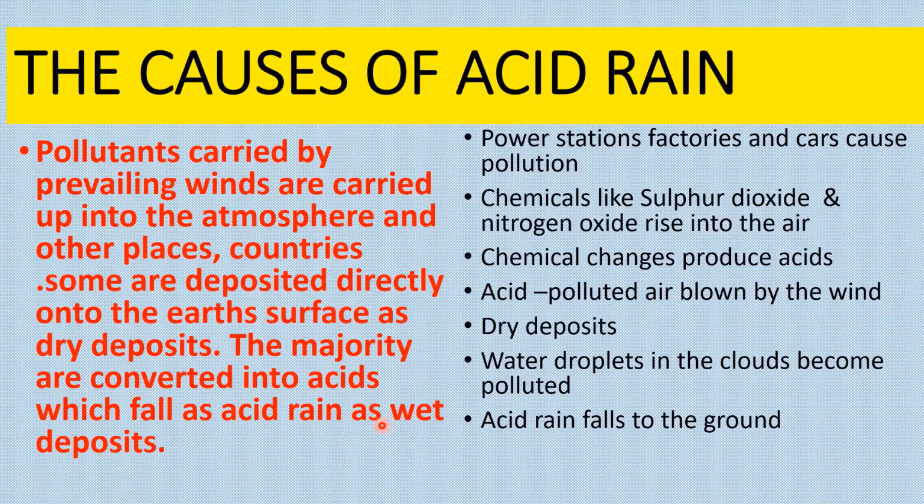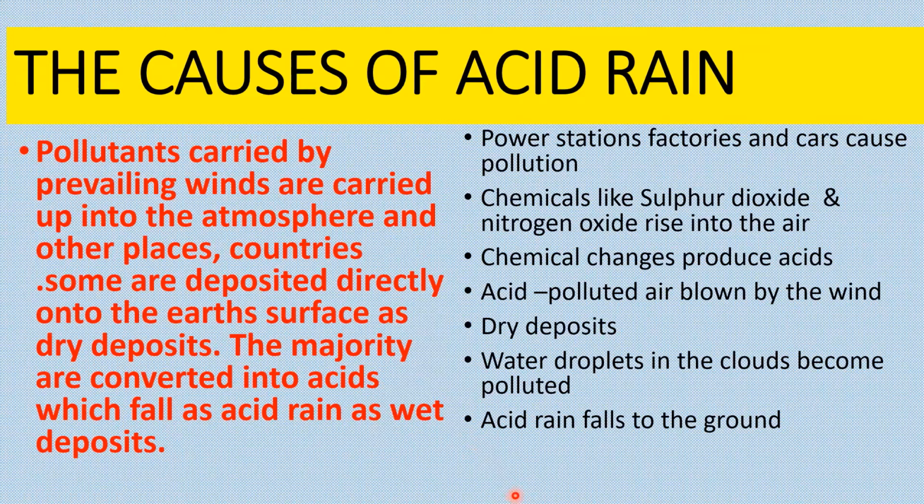When you talk about the causes of acid rain, sulfur dioxide and nitrogen oxide are given off in the burning of fossil fuels such as coal, oil, and natural gas, and from vehicle exhaust. These chemicals mix with rain and water vapor to produce weak solutions of sulfuric and nitric acid.